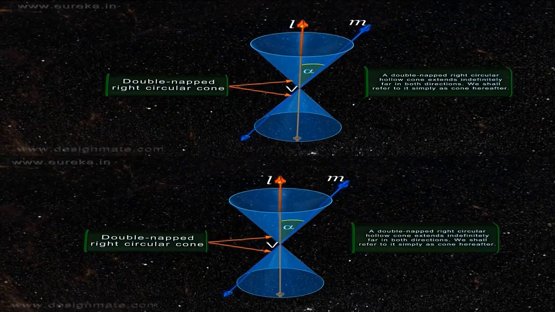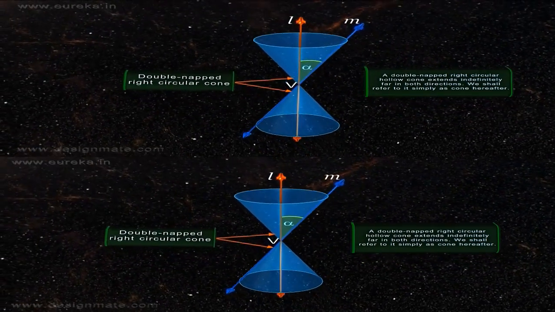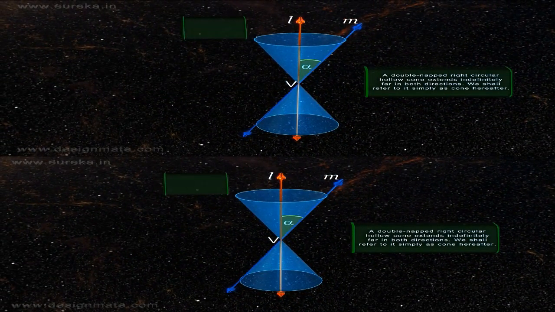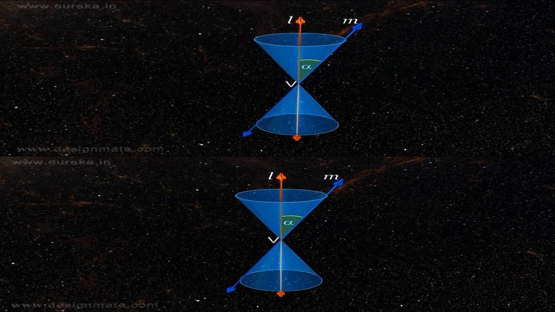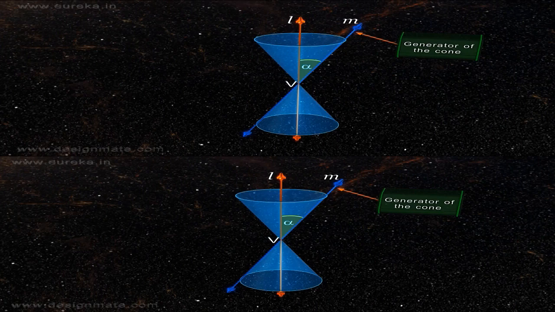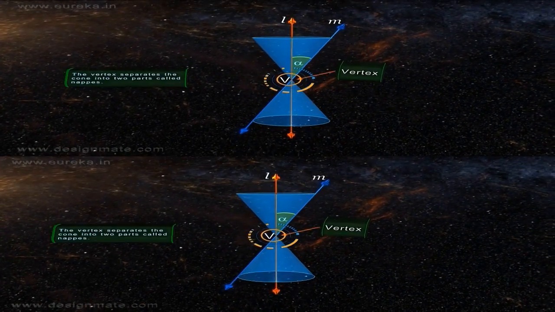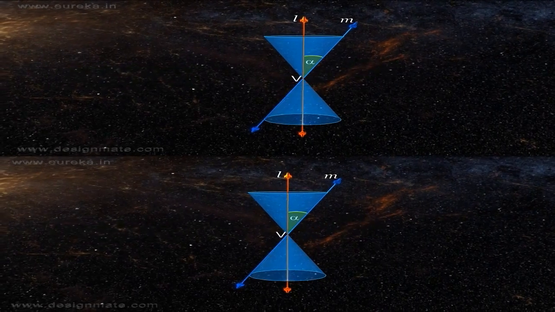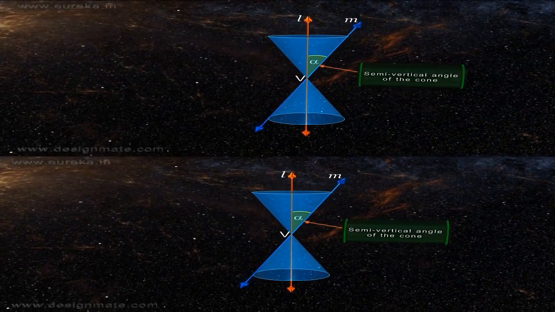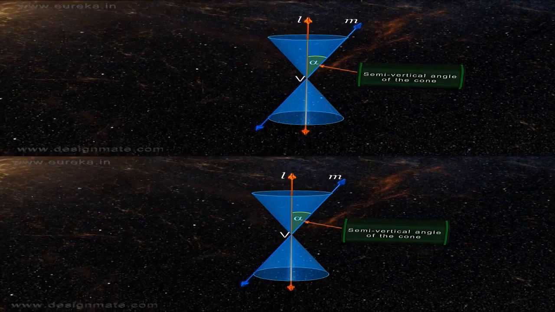The shape generated is a double-napped right circular cone. The line L is the axis of the cone, and the rotating line M is called the generator of the cone. The point V is the vertex. The angle alpha is known as the semi-vertical angle of the cone.